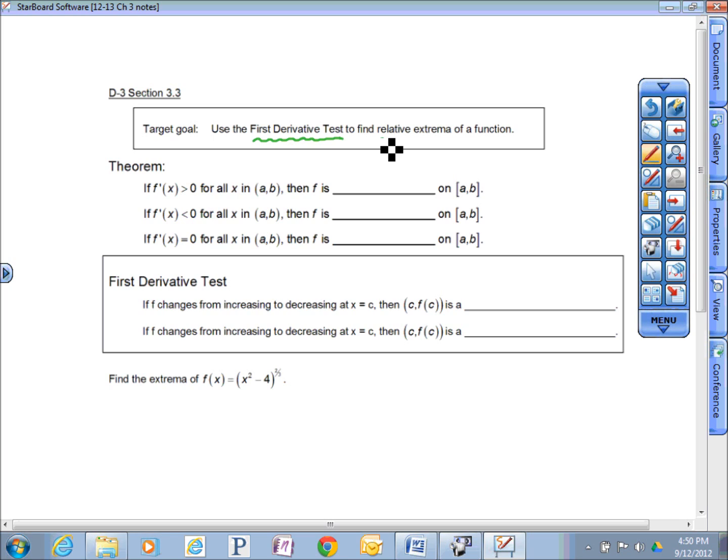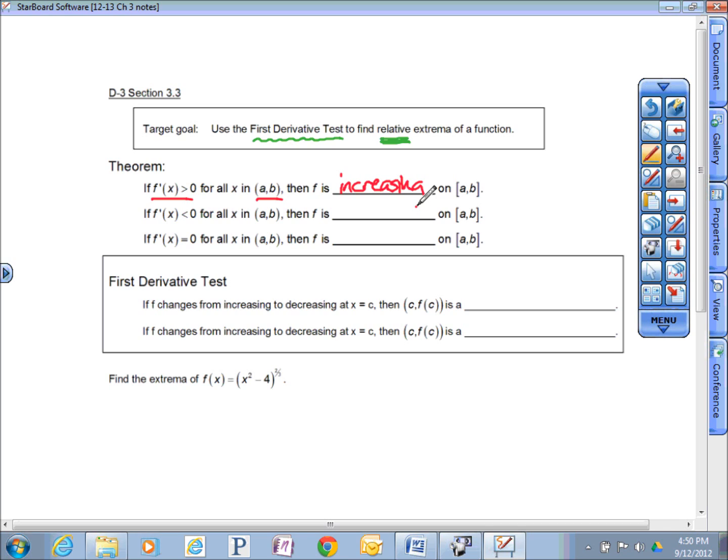Notice it says relative here and not absolute. So we've got this theorem, and this first derivative test I'm going to explain in just a second. Translating all this, if f prime of x is greater than 0, so if my derivative is positive for all x's in an interval between a and b, so this is an interval, not the coordinates of a point, then my function, my f, is increasing on the interval between a and b. So if the derivative is positive, that means the function is increasing.